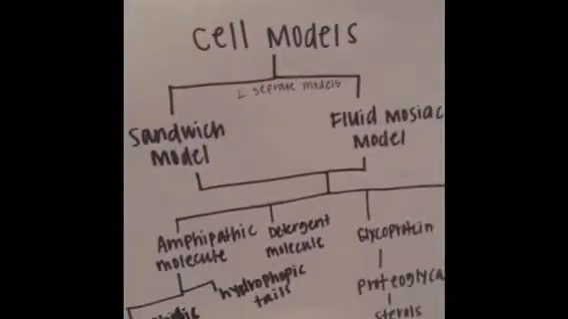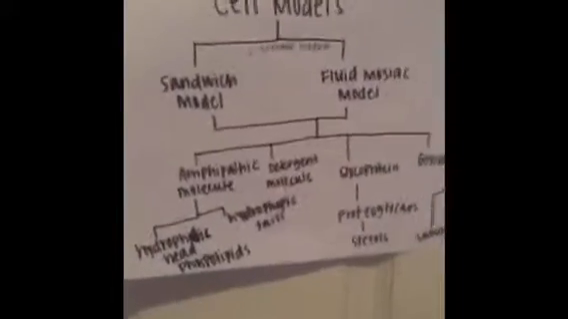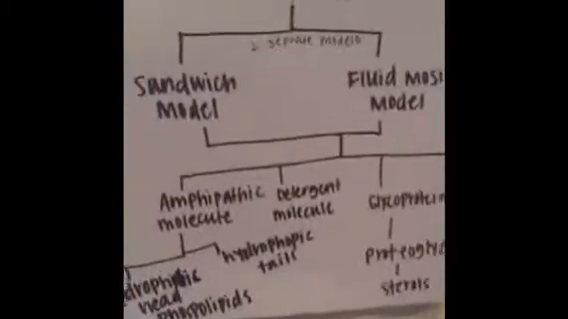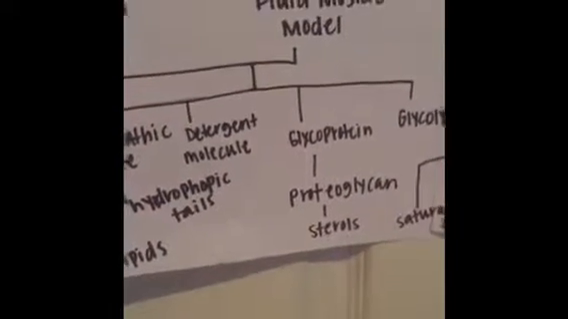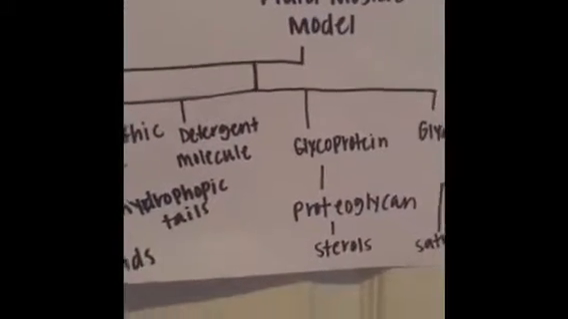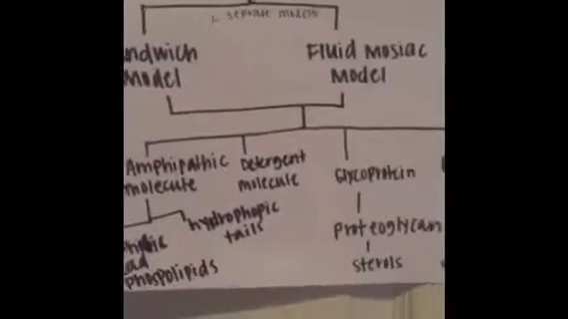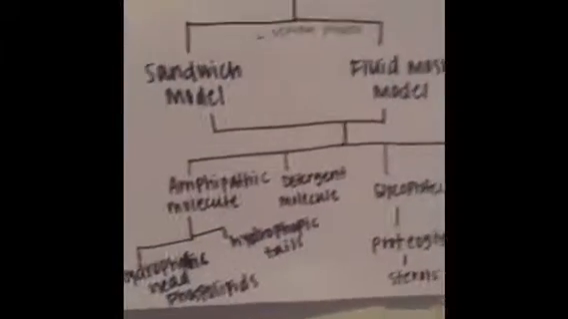And then on to my next concept map would be cell models. And so I started off with the two separate cell models. One is the sandwich model, which is by Dason and Danelli. And that model describes a phospholipid bilayer that lies between two layers of globular proteins.